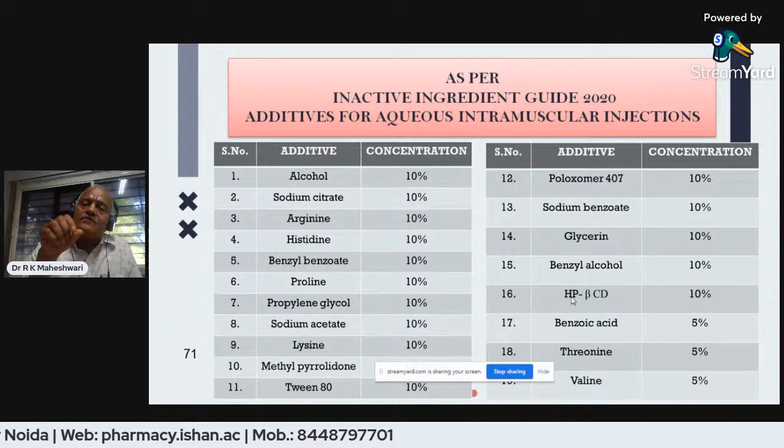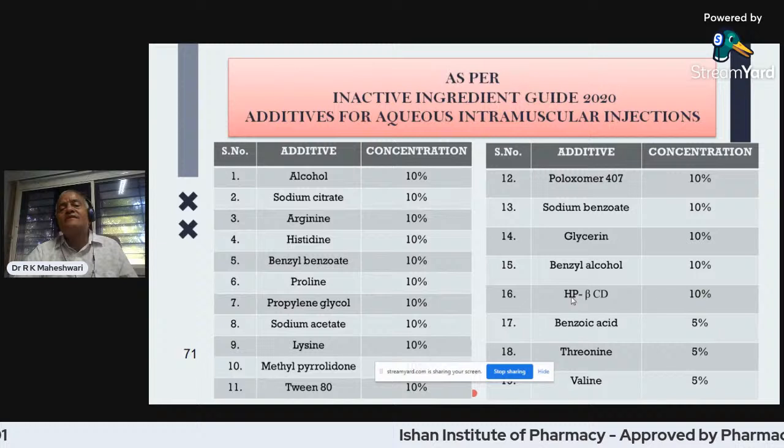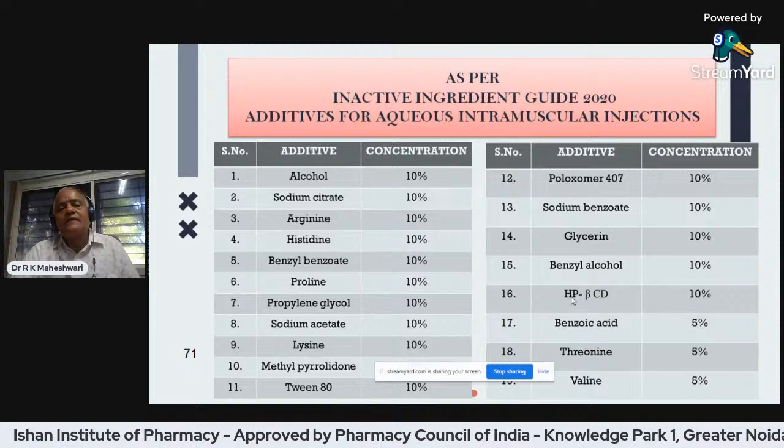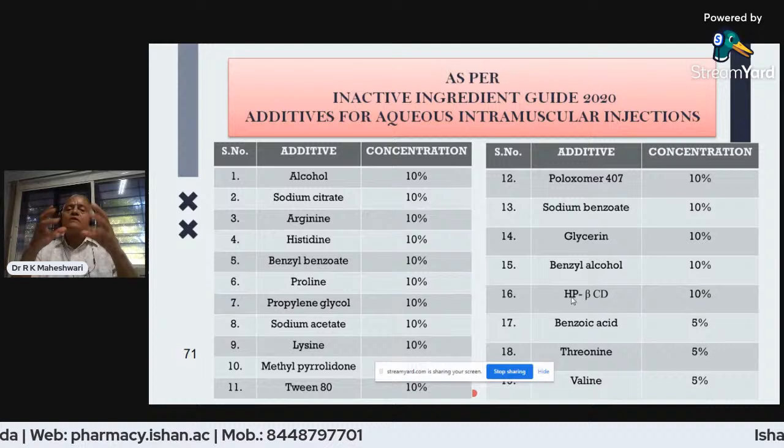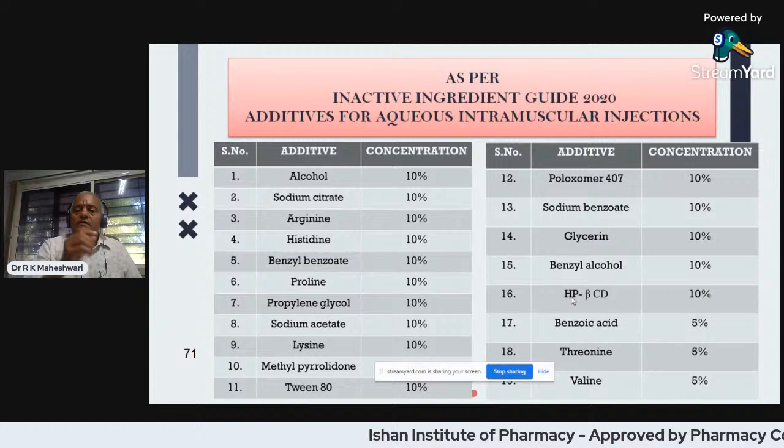Now you see number 8, sodium acetate 10% can be employed in intramuscular injection. Number 13, sodium benzoate 10% can be employed in intramuscular injection. You cannot employ more than 10% sodium benzoate solution in your intramuscular injection. If you are making your formulation using 15, 20, 25 or 30% sodium benzoate solution, it cannot be marketed because you are exceeding the limit.